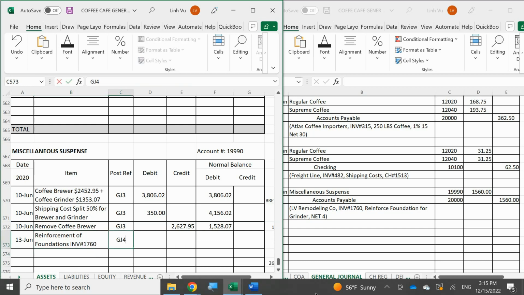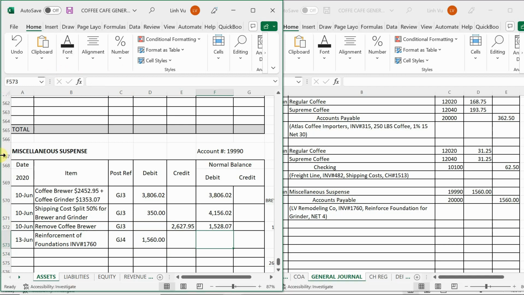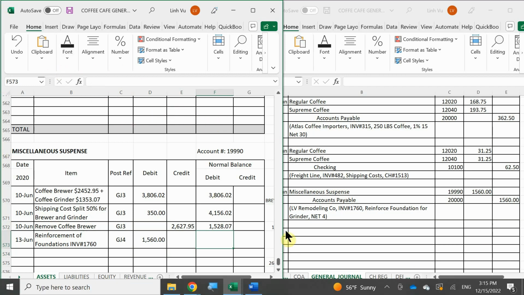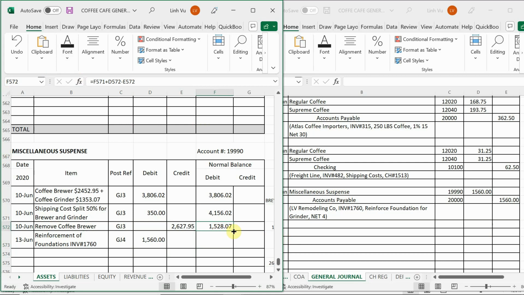Okay, we're still on page 4, and we're going to increase my coffee brewer account by $1,560. So right now, that should increase the cost of your asset to be right now $3,088.07. Okay, and we decided to owe more money.